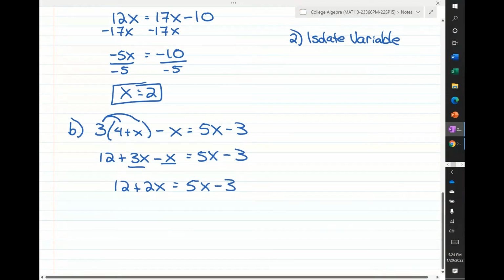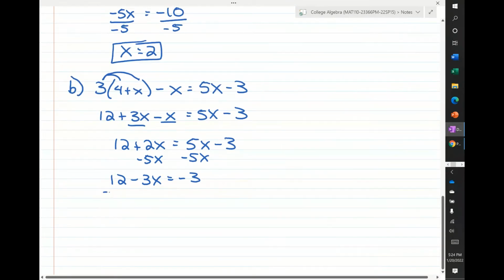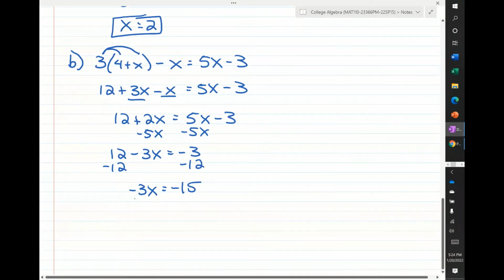So we want to try to get all the variables on one side. I try to get them on the left side. I'm going to subtract the 5x to bring it on the left. So this would be 12 minus 3x is equal to negative 3. We could subtract the 12 to get that on the other side. So we just have negative 3x by itself is equal to negative 15. Dividing by negative 3 gives us x is equal to 5.